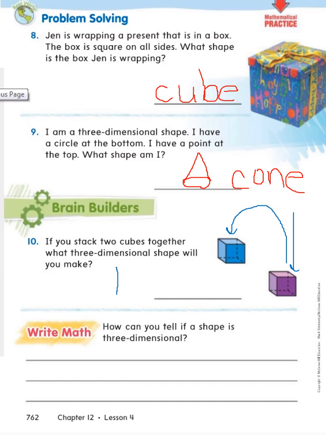Do you have it? Well, hopefully you do, and you have a rectangular prism. Okay. Stacking 2 cubes would help you make a rectangular prism. And again, it's a little difficult to draw this with a mouse.